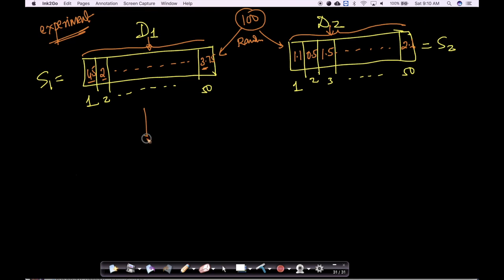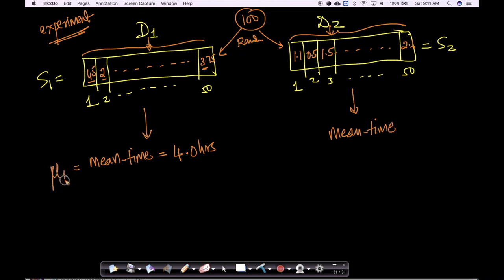Now for these 50 patients, I compute the mean time for the fever to come down. Let's assume I observed the mean time is 4.0 hours. Let's call this mean time for the fever to reduce mu1 because we're using drug 1. For the other set, let's call this mean time mu2, a mean over the 50 values. Let's assume it's 2 hours.